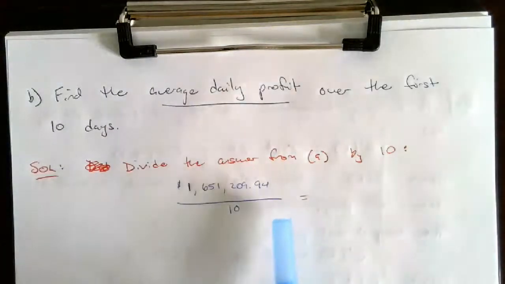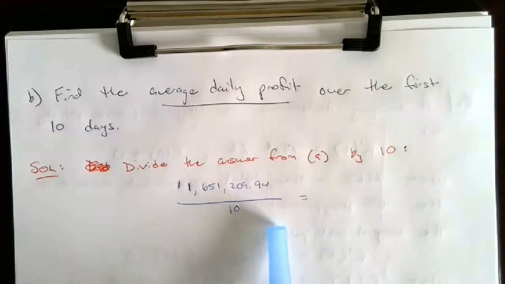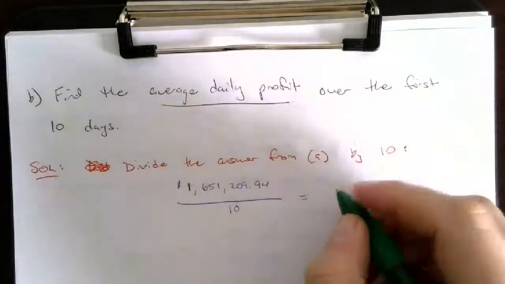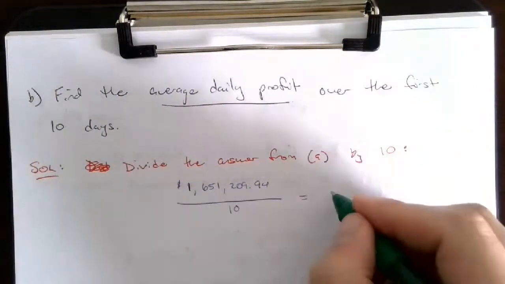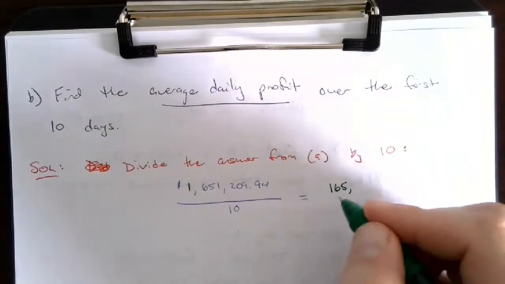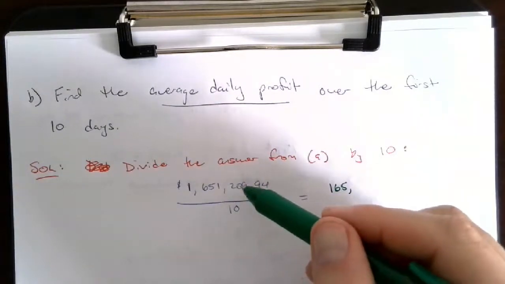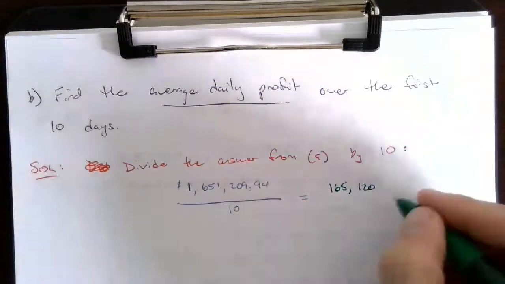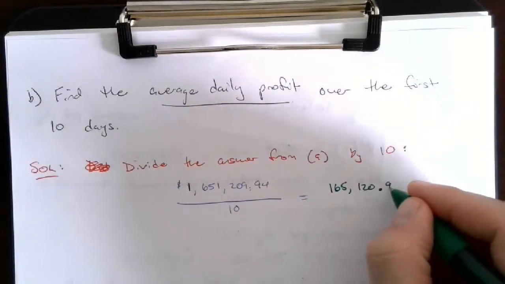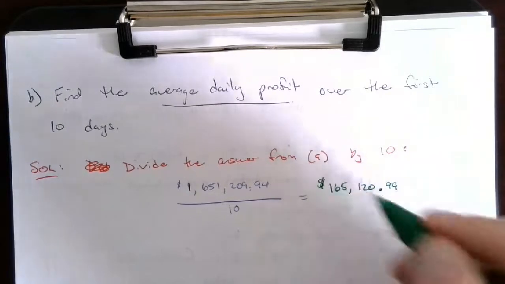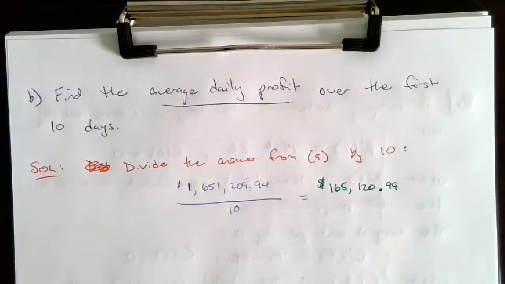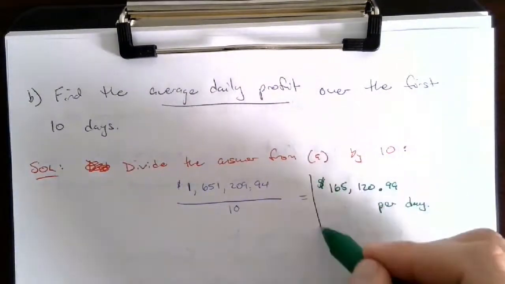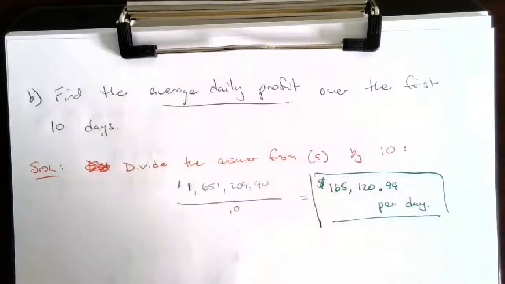Dividing this out, really, when you divide this by 10, you're going to move that decimal place over 1. This ends up equaling 165,120, just moving that over, and it'll be 99 cents. Now this $165,120.99, that would be per day, right? Because it's the amount of profit per day.